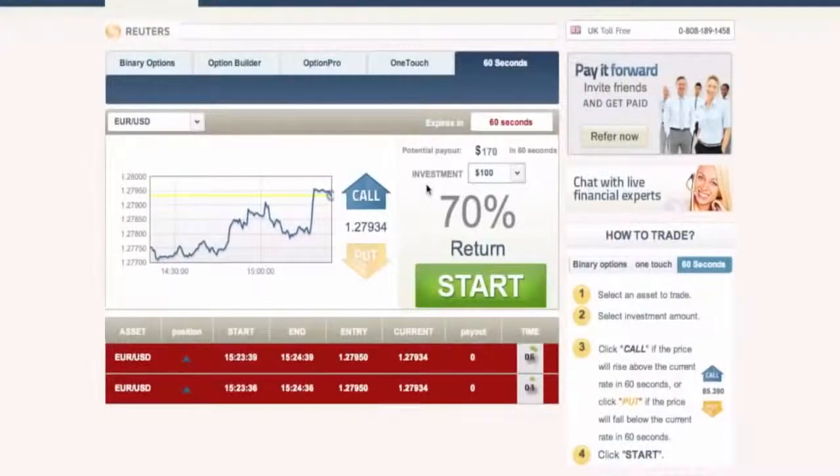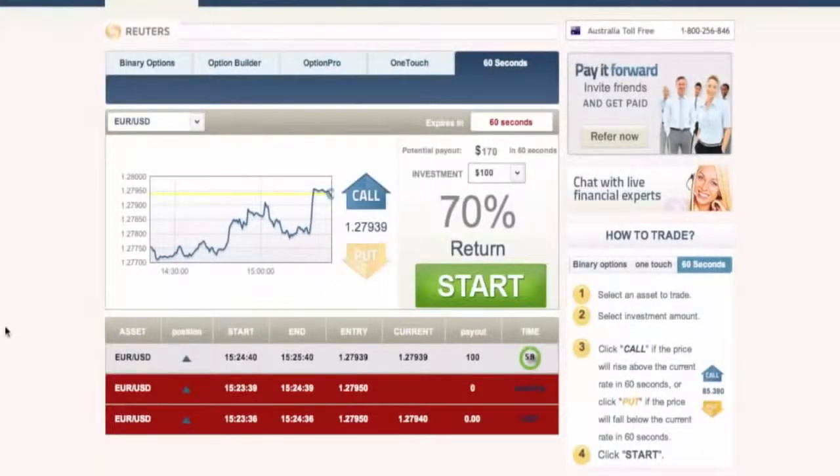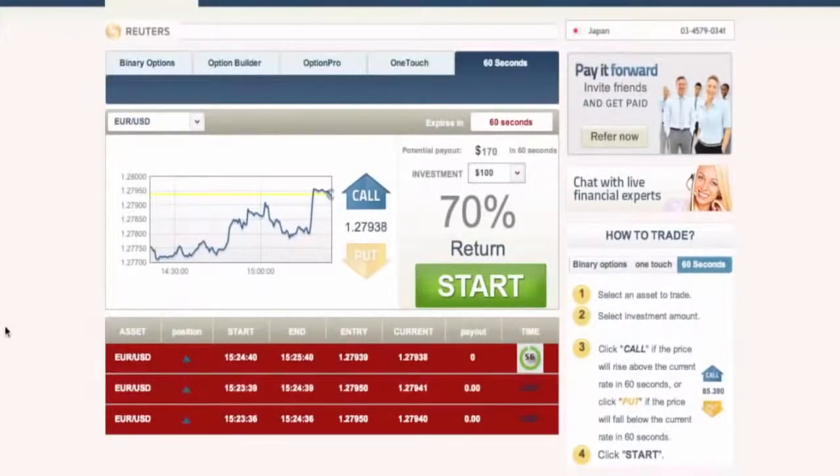Here we go. 6, 5, 4, 3, 2, 1, 0. Hit start, approve the trade, and we're straight in there. Now, this trade is 100% guaranteed to win, because what I've done is I've traded with 5 trades on a 0.05 decimal base in the same direction on a very predictable currency.